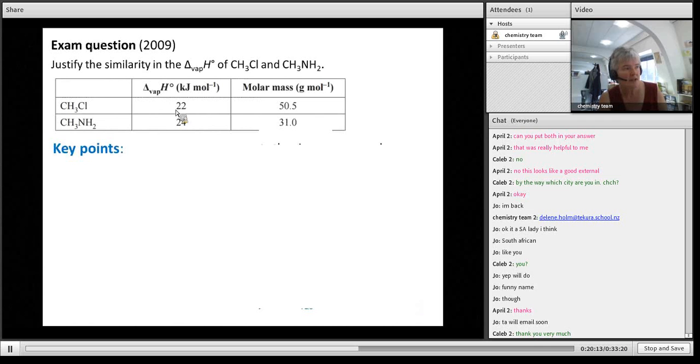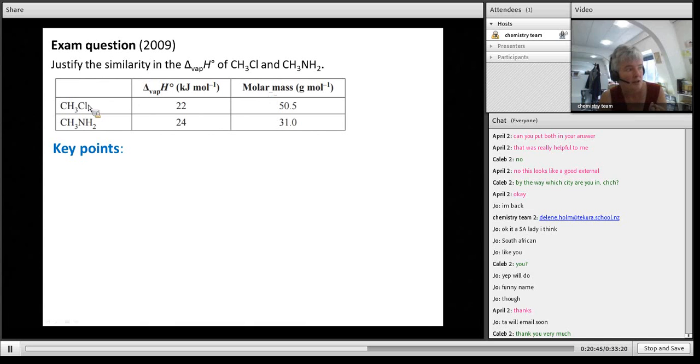Here's another one where you use the delta H VAP. Okay, so here we're looking at chloromethane and methanamine. So they give you the molar mass. If they give you the molar mass, it's a little help to tell you, hey, when I discuss the temporary dipole forces of attraction, I need to talk about the effect of mass. That the bigger the mass, the greater the temporary dipole forces of attraction.